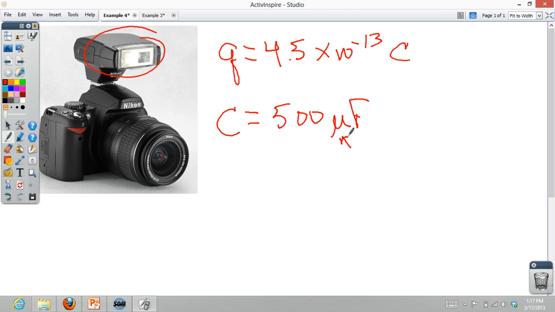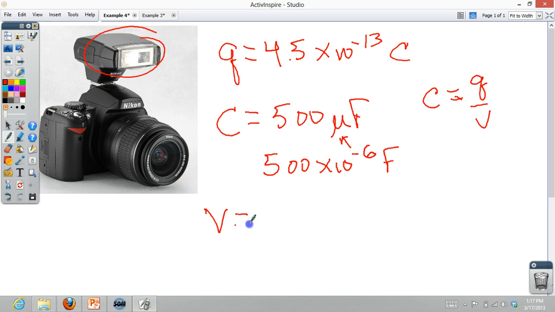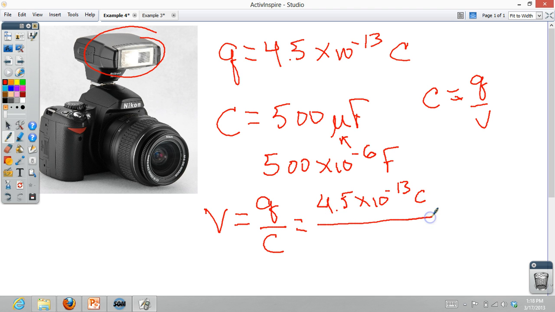At this point, remember, we need everything in base units. So this micro, if you look on your equation sheet, we know that it would be 500 times 10 to the negative sixth farads. We need to figure out what the voltage is, and if you remember our equation from before, we said that C is equal to charge divided by voltage. And so for this one, we're going to say that voltage is equal to charge divided by the capacitance. Our charge was 4.5 times 10 to the negative 13th coulombs. And we know that our capacitance was 500 times 10 to the negative sixth farads.